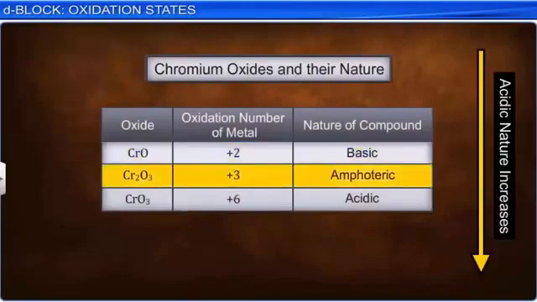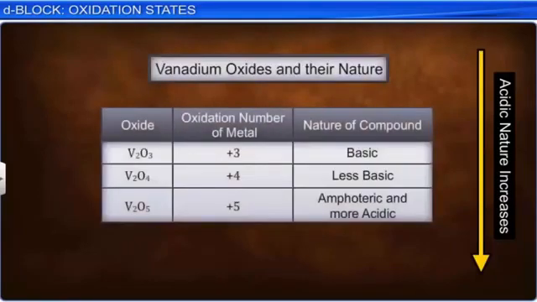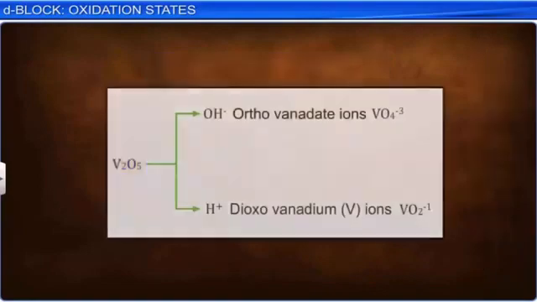A gradual change in nature of the oxides from basic to amphoteric can be clearly seen in vanadium. Vanadium(III) oxide is basic, while vanadium(IV) oxide is less basic. On the other hand, vanadium(V) oxide is amphoteric with more acidic properties. Vanadium(V) oxide reacts with alkalis to give orthovanadate ions, and with acids to give dioxovanadium(V) ions.